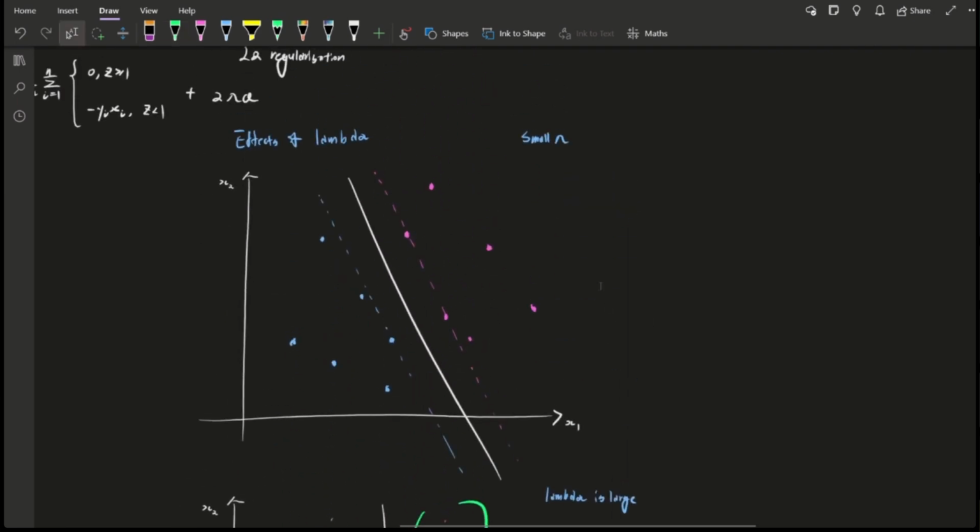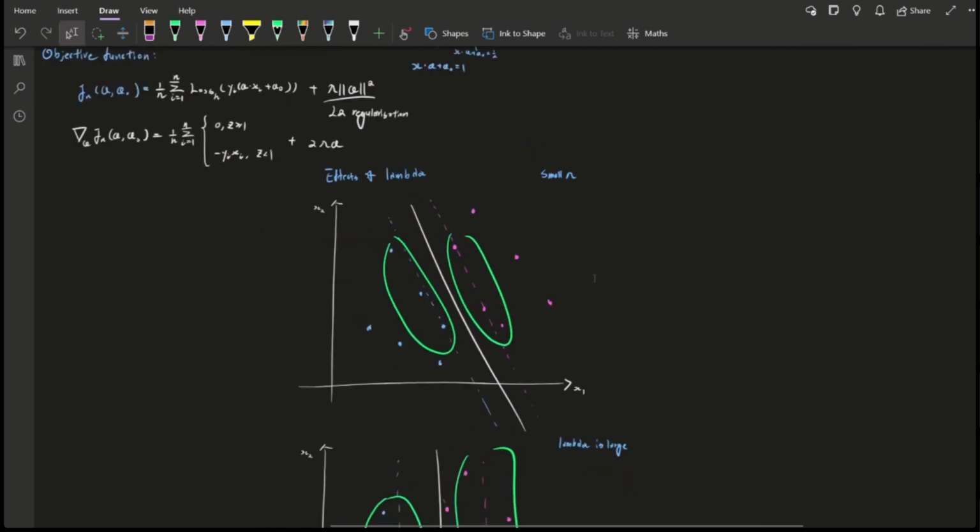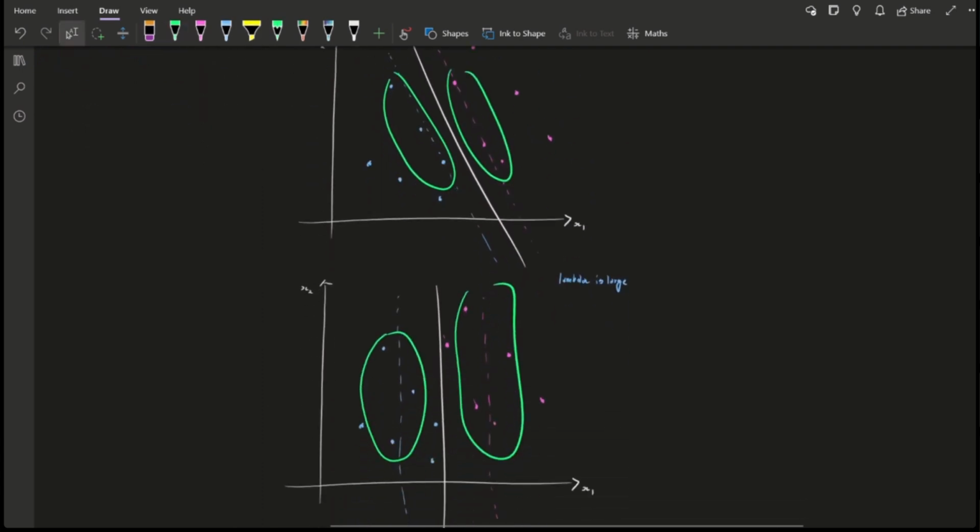Whereas if lambda is quite small, then the data points near the edge of the clusters will have a larger effect on how the decision boundary is oriented. And this is for the same set of data points. Okay, so any questions so far? We've talked for about an hour now.